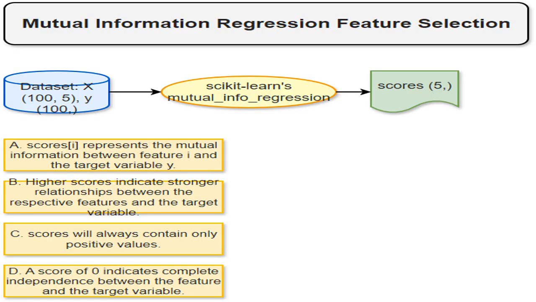I have a dataset with 100 samples. Each sample has 5 features X and 1 target value Y. Think of it like this: I am trying to predict house prices Y. My features X could be things like size, location, number of bedrooms, and so on.